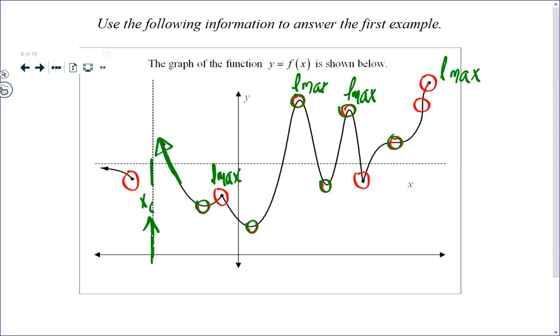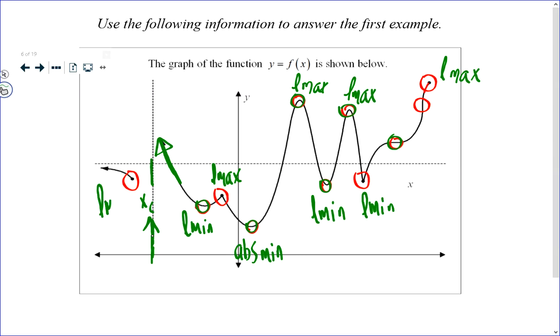I don't think there are any more. We have a local min here, a local min here. This point is an absolute minimum because there's no point anywhere else on this function lower than that. This is a local min, and this is a local min.